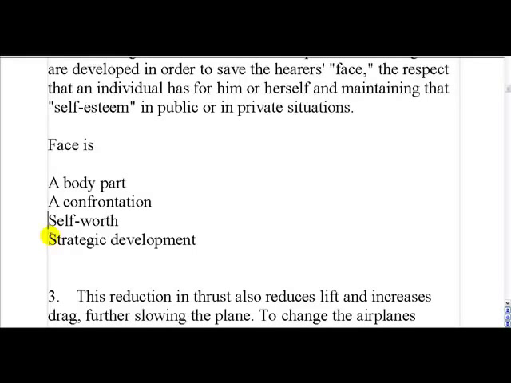A confrontation, self-worth, strategic development. If you choose C, you have chosen wisely, because self-worth is actually similar to self-esteem, which is similar to respect, which is really a definition of the word face. There we go. All right, let's go to 3.